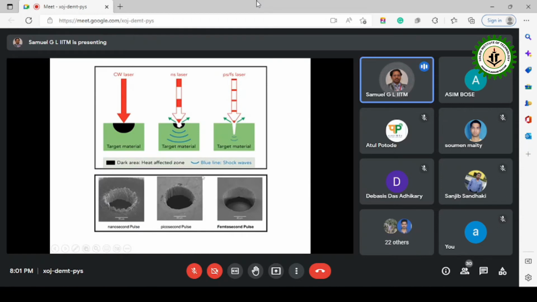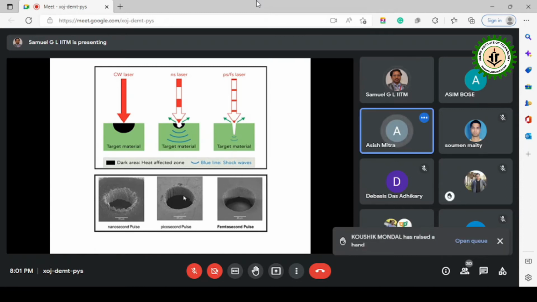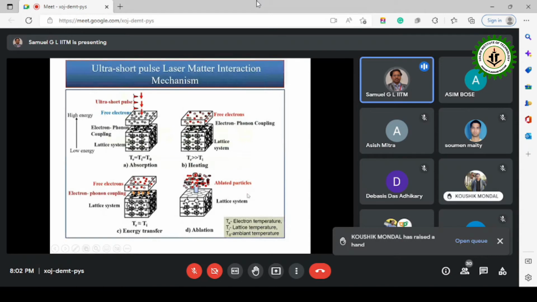So this is another comparison which has been made between nanosecond pulses and picosecond. You know what is pico? Picosecond? 10 to the power minus 12. Yes, you're right. So 10 to the power of minus 12. Then as the time decreases to 10 to the power of minus 15, we find that we get a very clean cut. Now, I'm going to explain another fundamental concept.